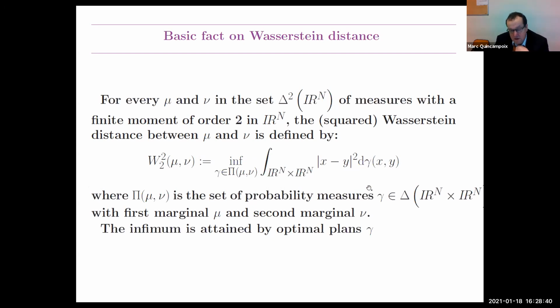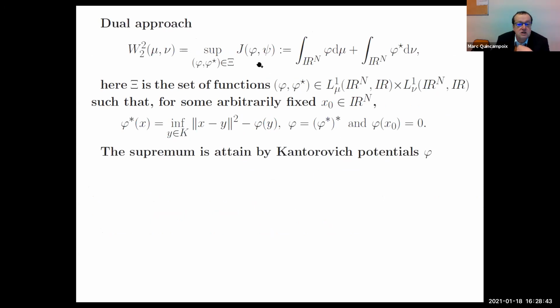And we have a linear optimization problem, so there is a dual problem. This is the theory of the dual problem. It is also the same quantity. It is a supremum of some function g of phi and psi. Phi and psi are 2 functions, and it is linear with respect to phi and psi. It is the integral of phi with respect to mu plus the integral of phi star with respect to nu. We take the supremum over the pair phi, phi star, where phi star is the conjugate of phi with this formula.